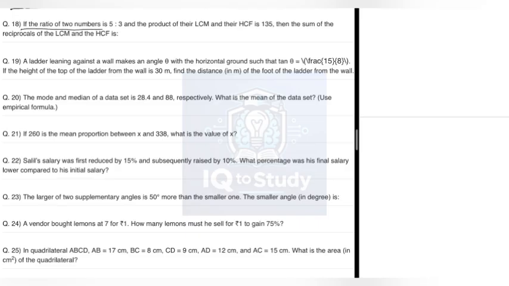If the ratio of two numbers is 5:3 and the product of their LCM and HCF is 135, then the sum of reciprocals of HCF and LCM is.